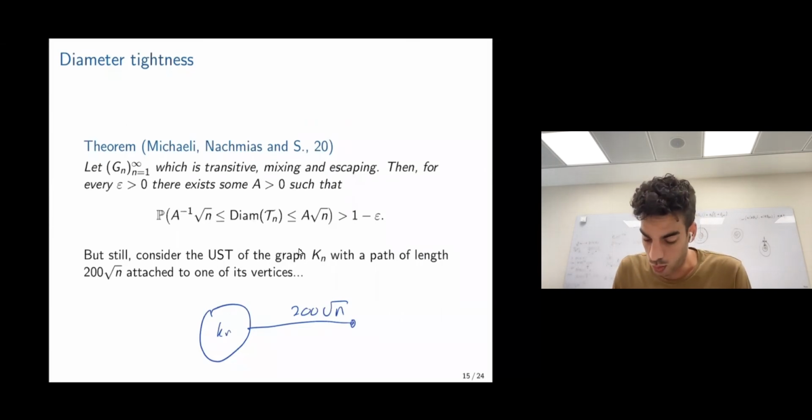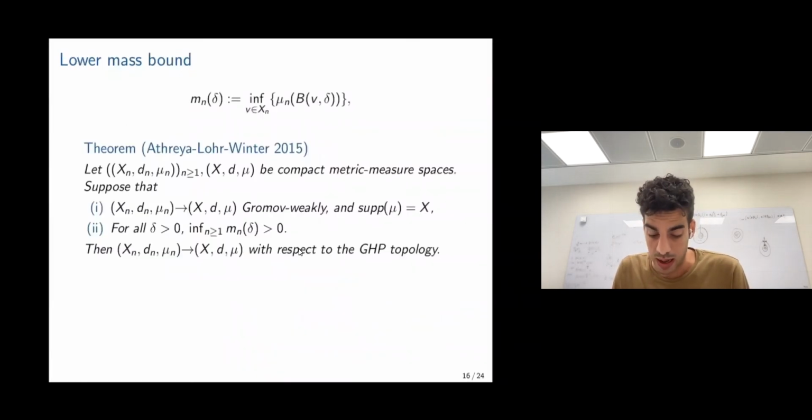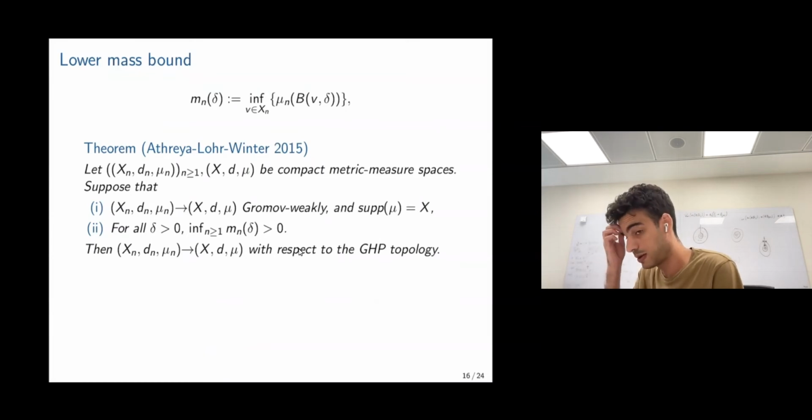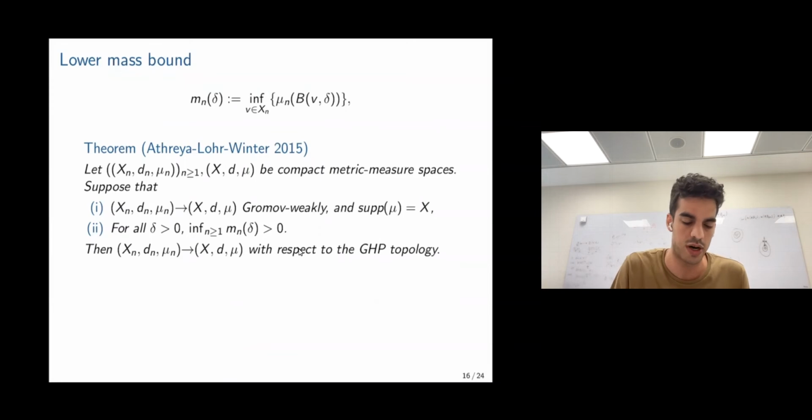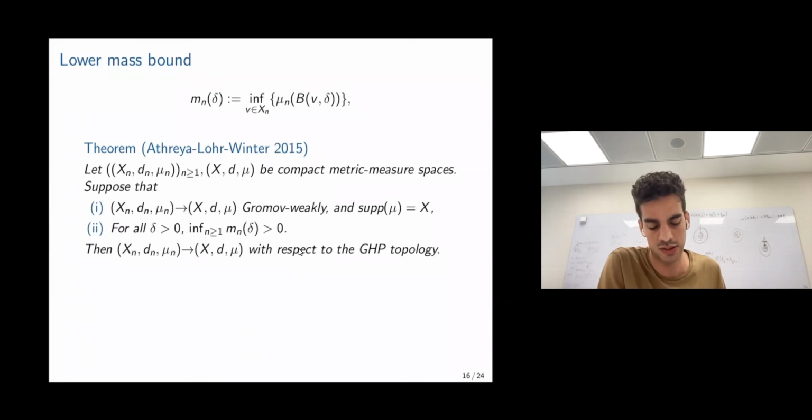So we needed a wiser approach, and for that we use the lower mass bound and the theorem of Freij, Löhr and Winter from 2015. Before I read this theorem, I will just say that it is stated now for deterministic metric measure spaces, whereas the USTs that we have are random metric measure spaces. So this is the deterministic version, and I'll talk about the distributional version afterwards.